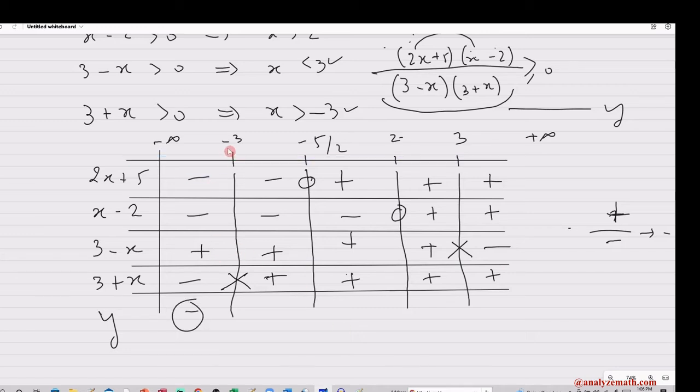Now we look at the interval minus 3 to minus 5 over 2. 2x plus 5 is negative, multiplied by x minus 2 negative, that will give me plus in the numerator. 3 minus x is positive, 3 plus x is positive, positive by positive gives me positive. So positive here, that will be positive when you divide. So we go here and we put the plus. Let's go now to the interval minus 5 over 2 to 2.